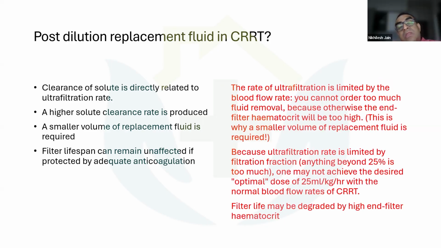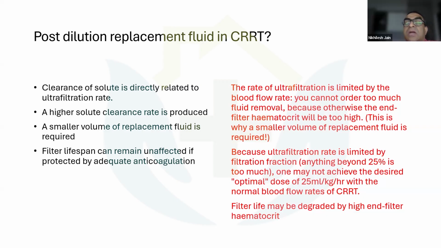Advantages are clearance of solute is directly related to ultrafiltration rate. You get a higher solute clearance rate. A smaller volume of replacement fluid is required for a post-dilution replacement fluid, and filter lifespan can remain unaffected if it is protected by adequate anticoagulation. Disadvantages: rate of ultrafiltration is limited by blood flow rate. You cannot ask for too much fluid removal, otherwise the end filter hematocrit becomes too high, and that is why you use a smaller volume of replacement fluid.